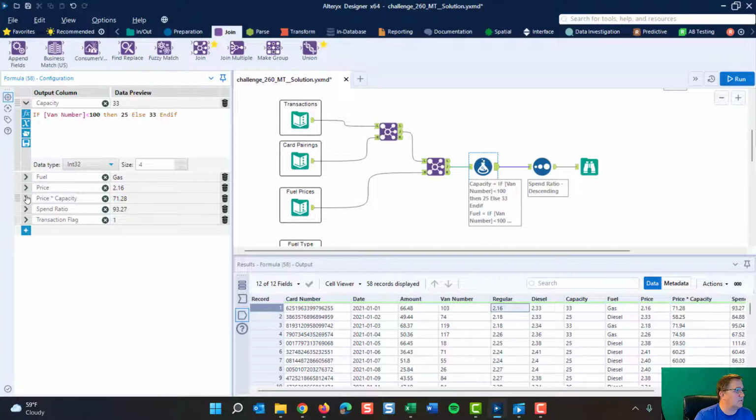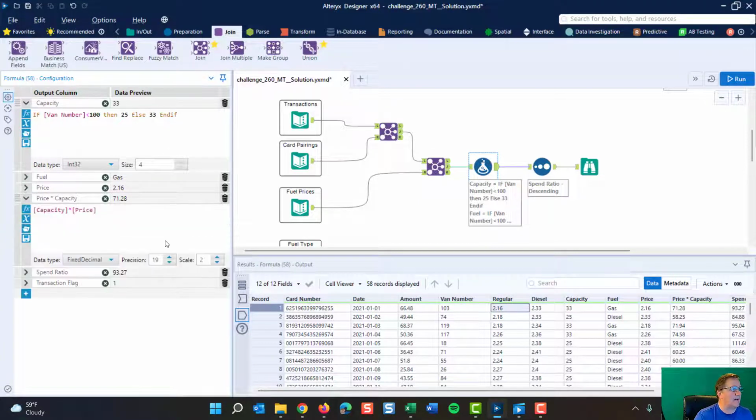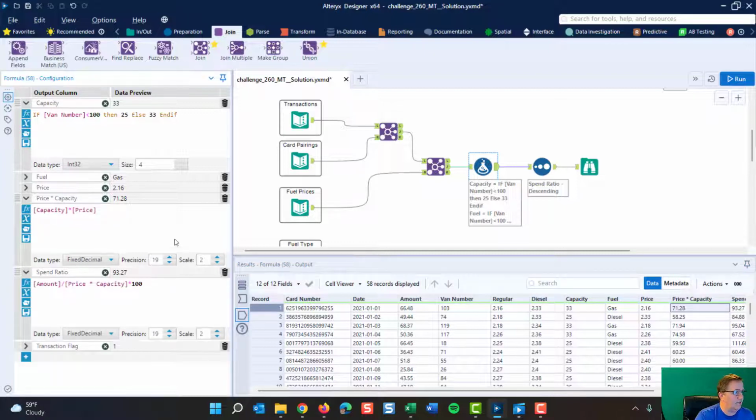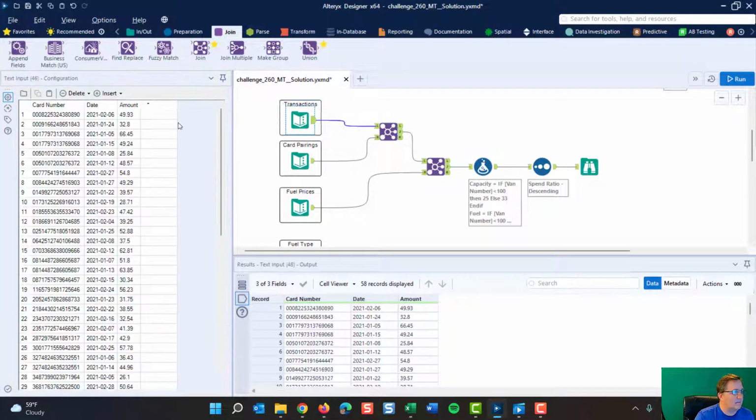Next thing we do is ask, what's the price times capacity? That's pretty straightforward. What is the price times the capacity? And we get 71.28. Now we get into the evaluation part of this. We want to know what the ratio is. How much did they spend? That's the amount that we got right here, right from the start. Amount.